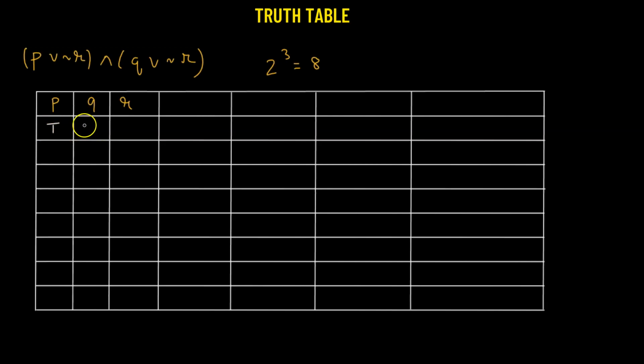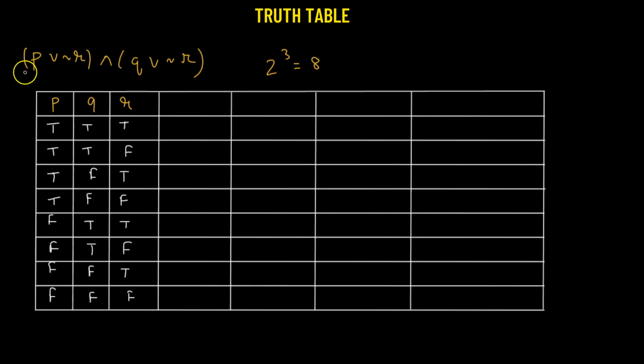We have all three of them true. Then R is false. Q is false. Then we have both Q and R false. Then we have only P false. Then we have P and R that are false. Then we have P and Q that are false. And all three, P, Q, R, are false.